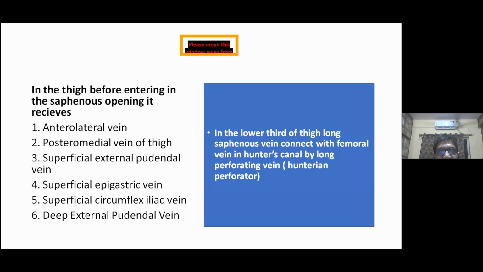In the thigh, before entering the femoral vein, the saphenous vein receives the anterolateral vein, posterior medial vein of thigh, superficial external pudendal vein, superficial epigastric vein, superficial circumflex iliac vein, and deep external pudendal vein. In the lower third of the thigh, the long saphenous vein connects with the femoral vein in Hunter's canal by long perforating veins known as Hunterian perforator.